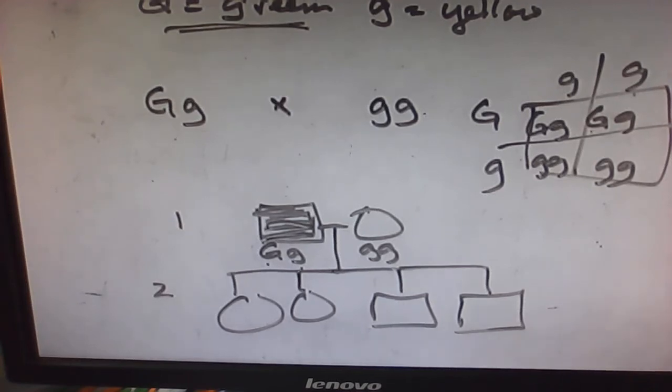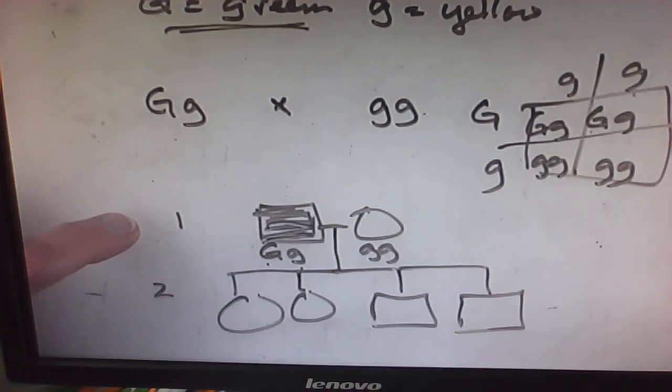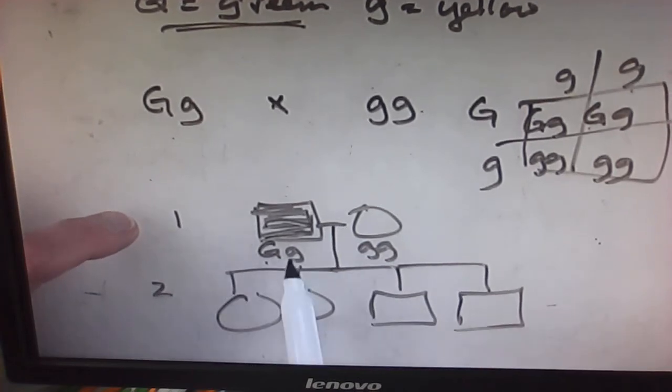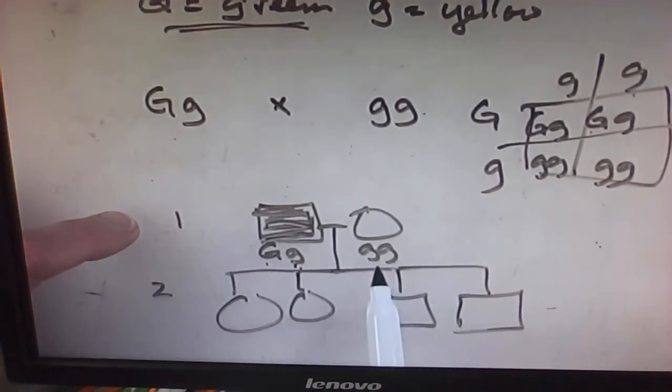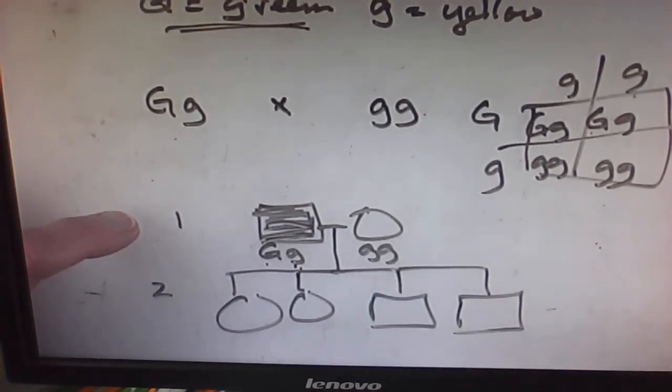Okay. Any questions about the first generation? You might have the circle shaded in all the way. That's fine, so long as it's capital, lowercase. And then the square would be lowercase, lowercase, not shaded in at all.